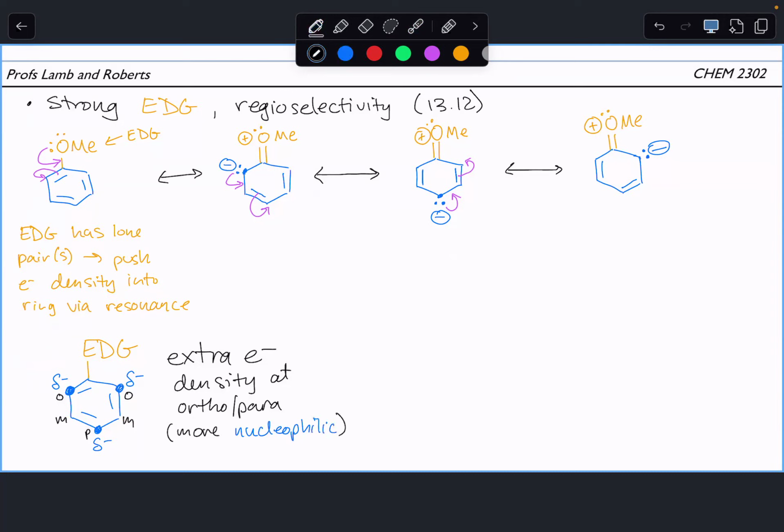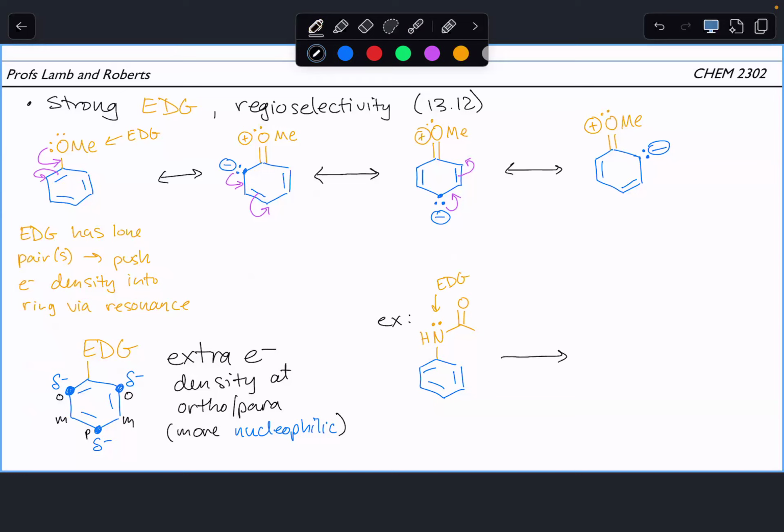Nucleophiles lend their electrons. So if they have more electron density, it makes them better at their job. If those positions are more electron dense, they're going to be more nucleophilic. That is where the reaction happens. For example, I will use a different electron donating group. Here, again, I have a lone pair on the atom attached to the ring, so this is an electron donating group.